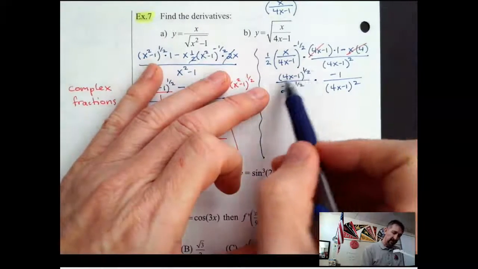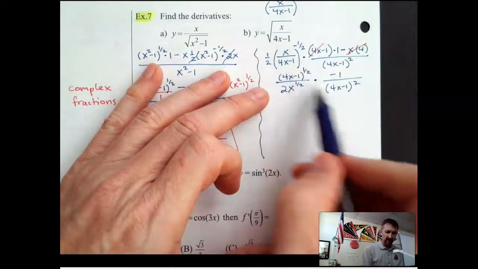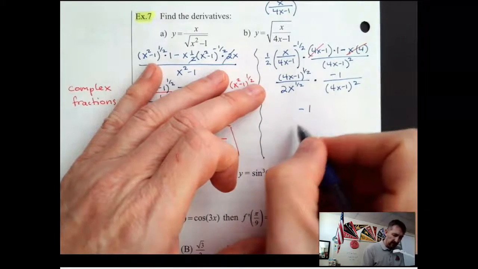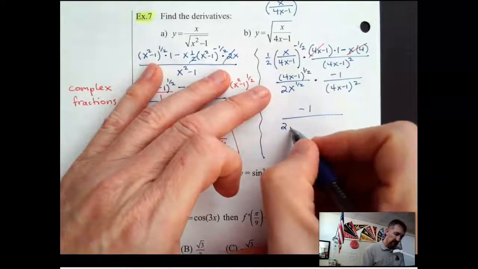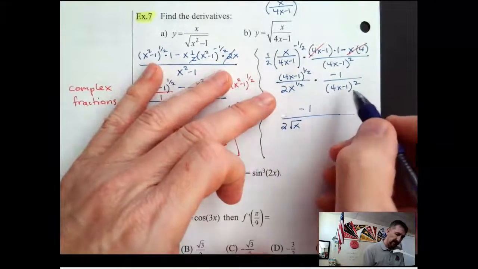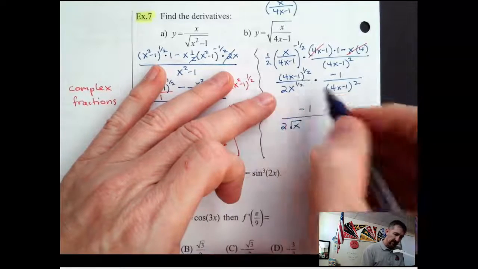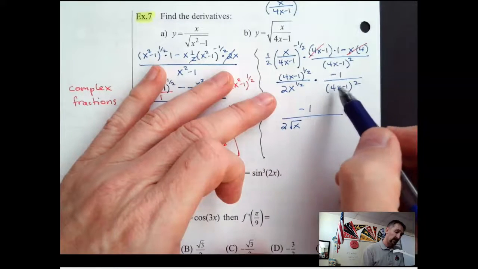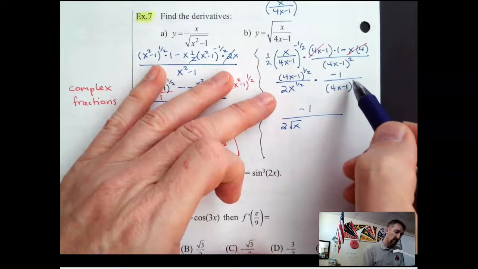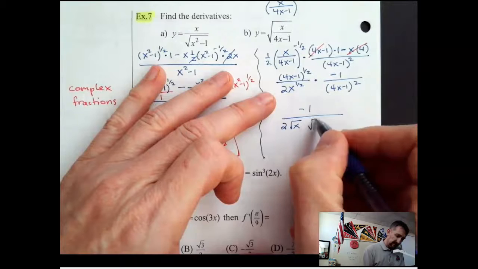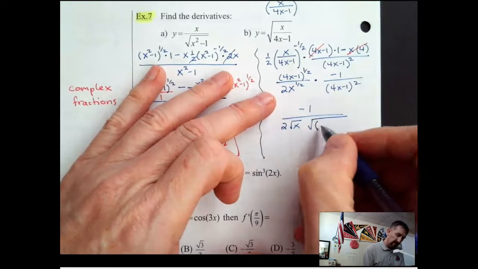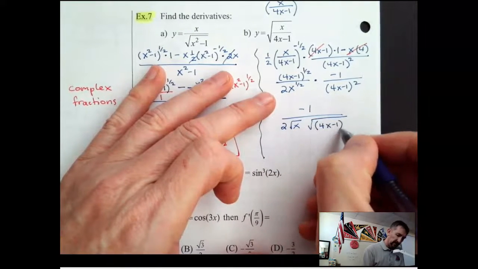Okay, so this is going to reduce with that because they're the same base. So the numerator is going to be negative 1. This is going to be 2. I'm going to switch them back to square roots. 2 square root of x. And then here, that's going to be 4x minus 1 to the 3/2. So that's going to be the square root power over root cubed.